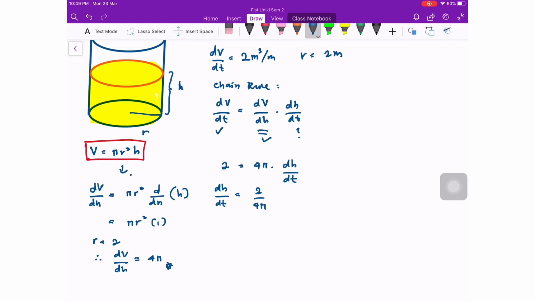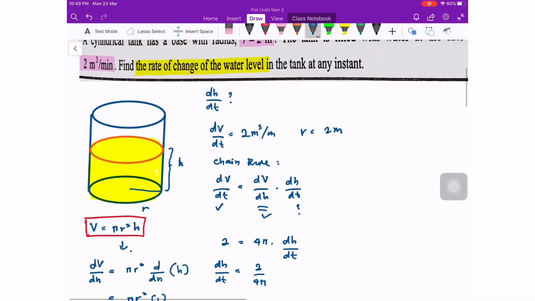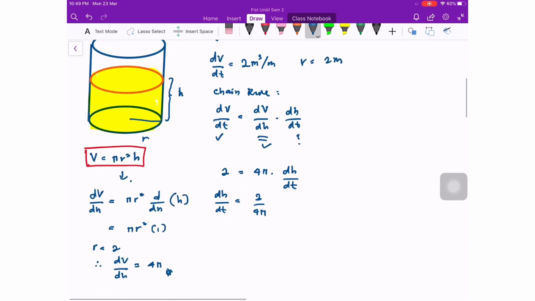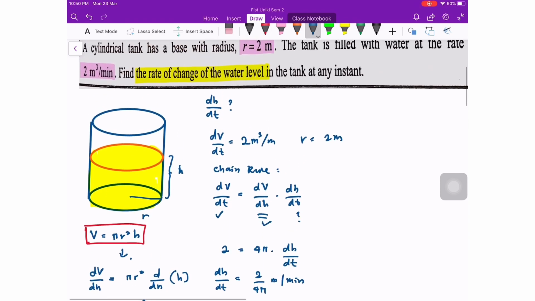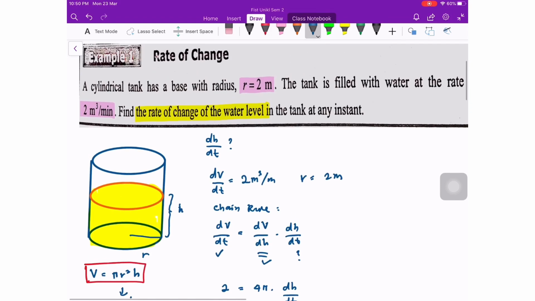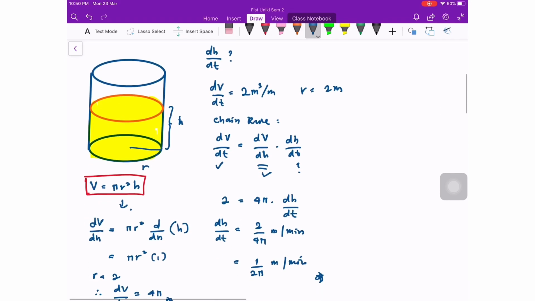2 over 4 pi. Since here they use the unit meter, we will use meter per minute. Alright, so we need to simplify this as 1 over 2 pi meter per minute. So this will be the final answer. This is for example 1. Now we move on to example 2.